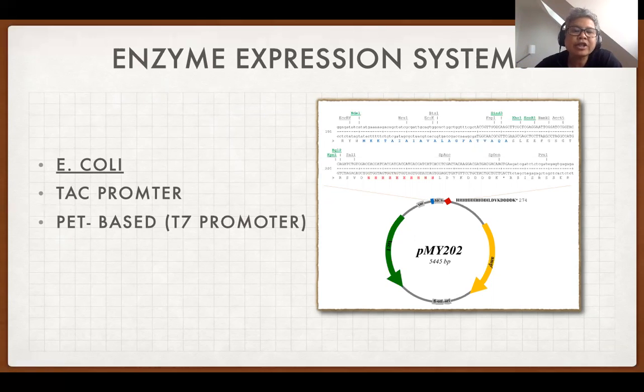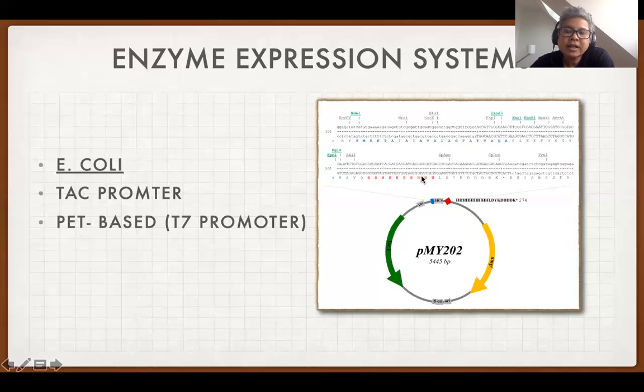Okay, so for the vector, one thing to be considered that is important is the promoter. One of the two promoters that I use a lot in my laboratory, which is very useful, is TAC promoter and T7 promoter. The T7 promoter belongs to this pET expression system that I think is owned by Thermo Fisher. A TAC promoter is a common promoter, right?